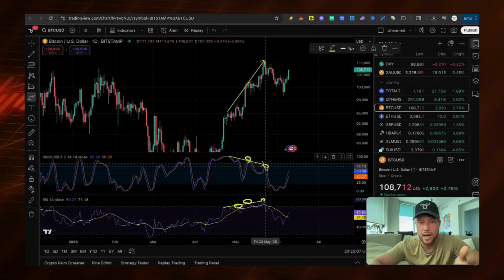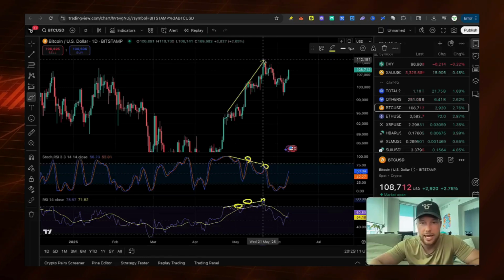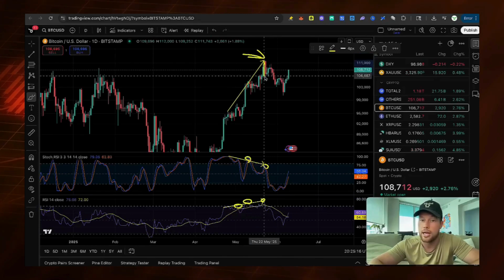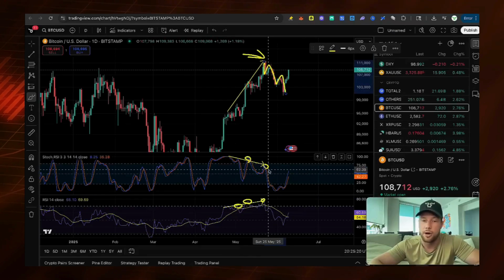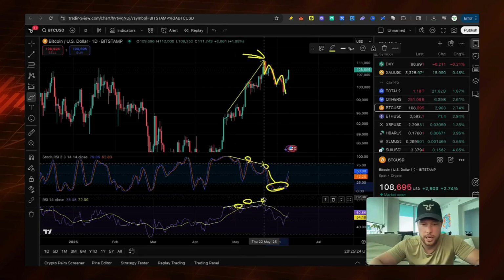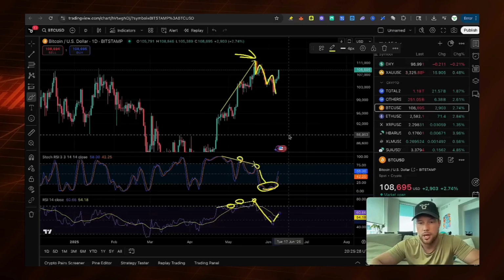The stochastic RSI was putting in a second lower high right here by the 22nd of May, and Bitcoin's price chart was all the way up here at $111,000. That would have been a great short opportunity for Bitcoin to be able to short the market. Sure enough, what happens? The stochastic RSI falls off a shelf and comes all the way down here below 20. The relative strength index pulls all the way back to 44, and now we're seeing a short-term bounce for the RSI.